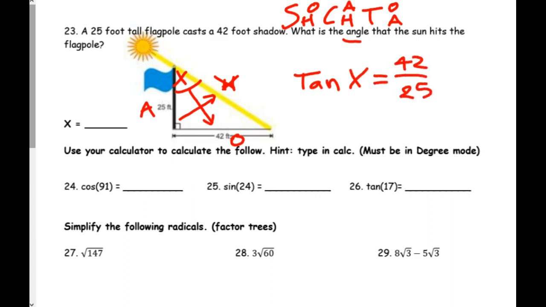We just did like two of these, didn't we? Move the tan over, it becomes inverse. So X equals tan inverse 42 over 25.